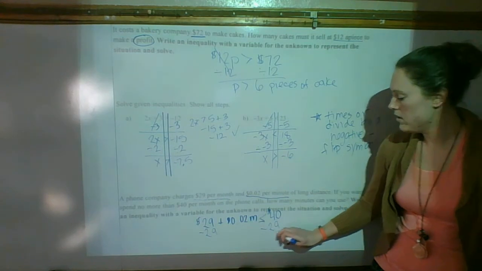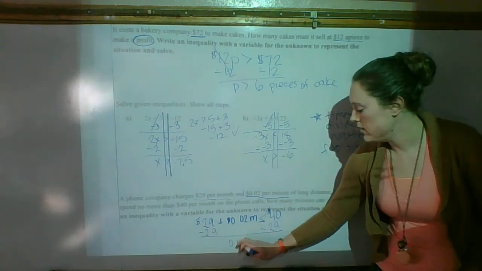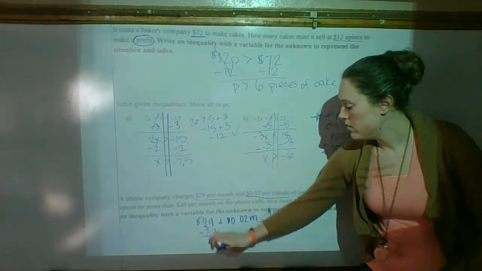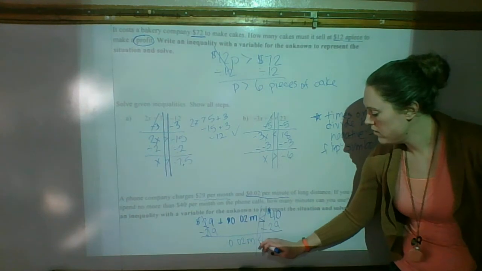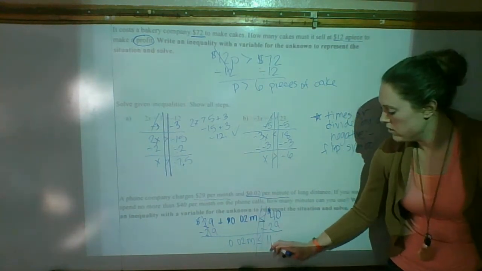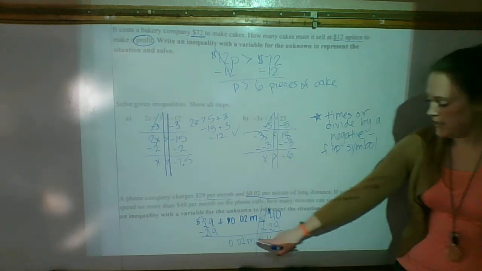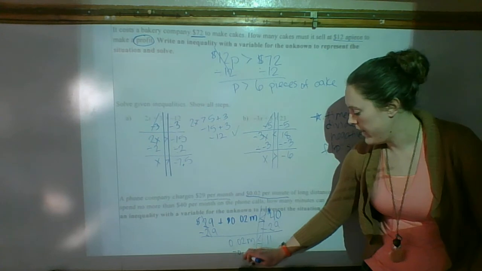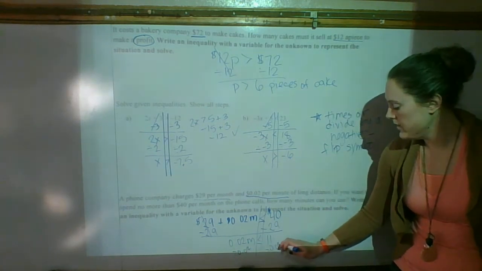$29 flat fee. I know I have to pay that once regardless, so that's going to leave me with 2 cents for every minute after that. My symbol comes straight down. So my 2 cents per minute, I want to be less than or equal to $11. And my last step, instead of timesing, I'm going to go ahead and divide by 2 cents. I'm going to show that step on both sides.